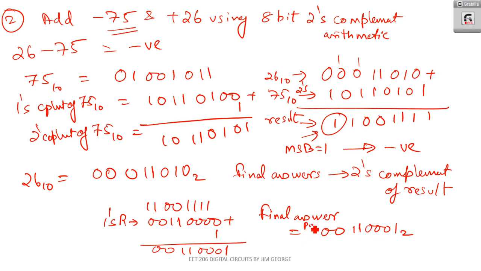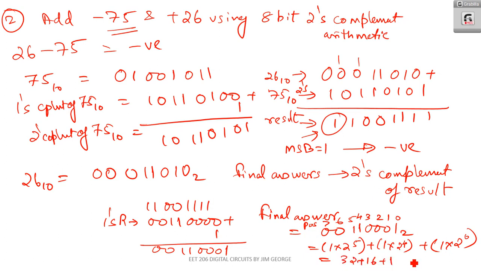Now give the positions. So given the positions, it is 0, 1, 2, 3, 4, 5, 6, 7. So if you need to find the decimal answer, it is 1 into 2 raised to 5 plus 1 into 2 raised to 4 plus 1 into 2 raised to 0. So what is the answer? It is 32 plus 16 plus 1. It comes to 49 to the base 10. And since the MSB of the result is 1, you can give the answer as negative. So the answer is minus 49 to the base 10.